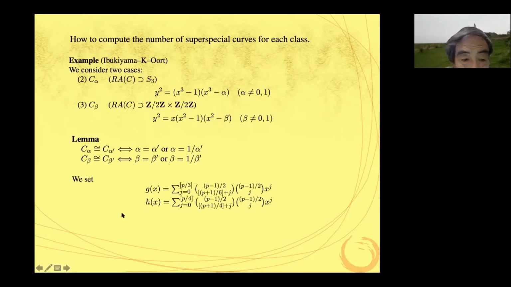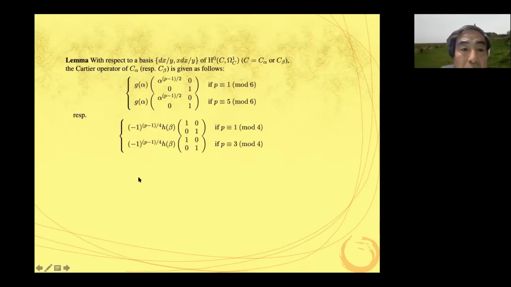And we consider a polynomial like this. This is the Gauss symbol, meaning the integer part of this rational number. And we calculate the Katsura operator for curves C_alpha and C_beta. So we calculate the Katsura operator with respect to a basis of the one-forms.